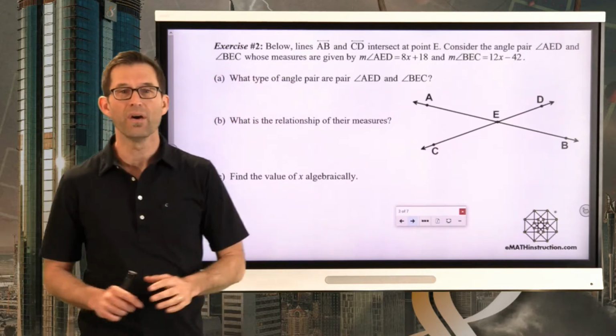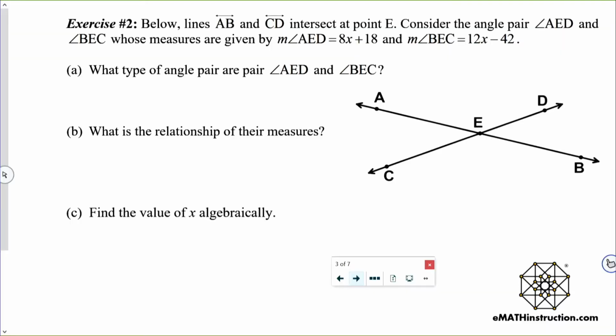All right, here we go, exercise number 2. Below, lines AB and CD intersect at point E. Consider the angle pair angle AED and angle BEC, whose measures are given by: the measure of angle AED is 8x plus 18, and the measure of angle BEC is 12x minus 42. Letter A asks us, what type of angle pair are angle AED and BEC?